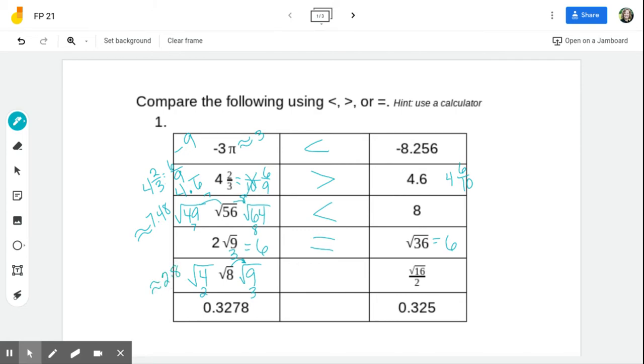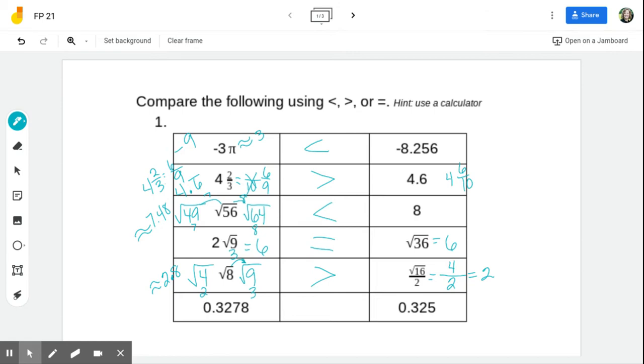Well, this is the square root of 16 divided by 2. We're going to take this vinculum as a grouping symbol, meaning we're going to evaluate the numerator first. What is the square root of 16? That is 4. Divided by 2 is equal to 2, right? So we're comparing something that's approximately 2 8/10 to 2. This is larger, okay?